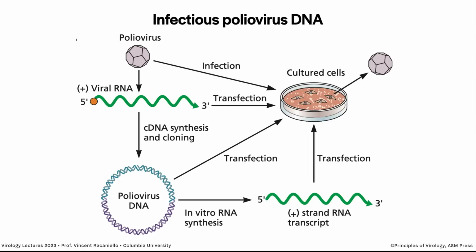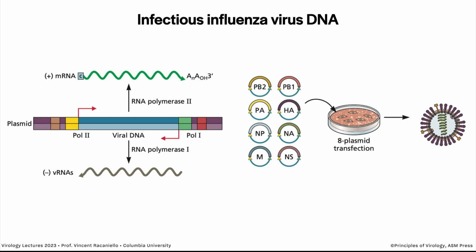You can't manipulate RNA. And so a DNA copy gives you the ability to do that. You can do the same thing with influenza virus. You can do this with any virus now, okay? Any virus that you want to work on, you can make a DNA copy and use it to manipulate the genome. You can put genes in it, you can take genes out, and so forth.